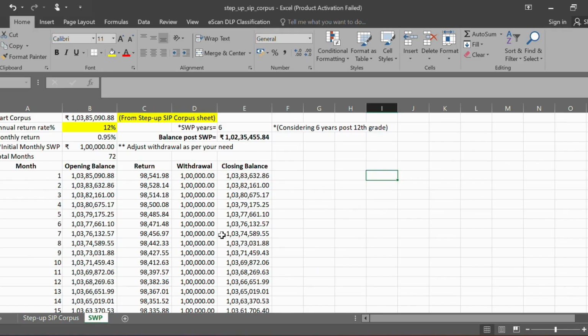Systematic Withdrawal Plan. Now let's move to the next sheet, the Systematic Withdrawal Plan or SWP. Assume that your child by 18th birthday has a corpus of around 1 crore or more. This fund now supports higher education. In our example, we have assumed 6 years of further education. If you withdraw 1 lakh per month, while the remaining amount continues to grow at 12% per annum, here's what happens. Over 6 years, you withdraw approximately 72 lakh rupees. And even after completing education, you still have a balance of more than 1 crore invested.